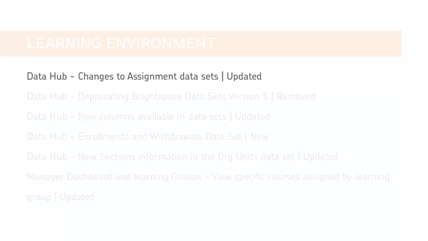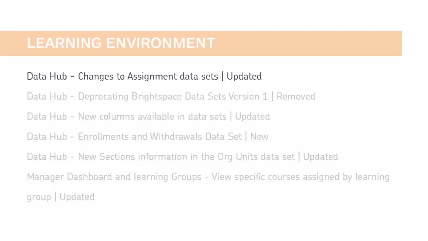Assignment datasets have been updated. New columns have been added to the assignment datasets. The Assignment Summary dataset now includes submission type, including the new on-paper and observed in-person values, and completion type columns. The Assignment Submissions dataset now includes a completion date column.